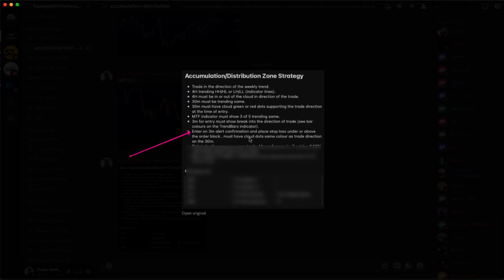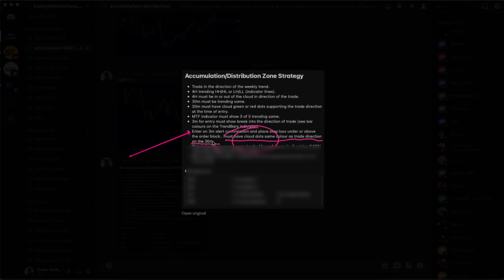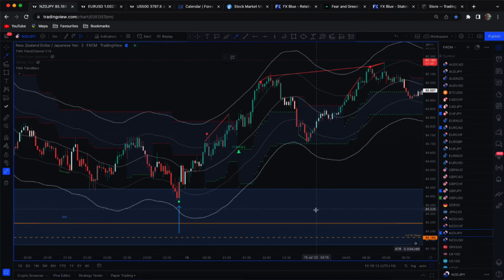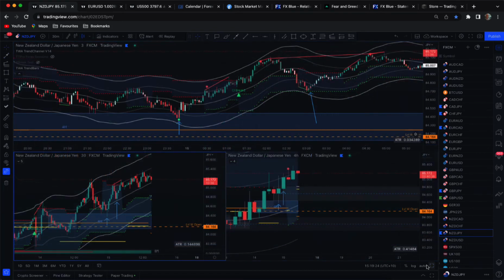Must have cloud dots. Same color as the trade direction on the 30 minute. This is important. This is really important. I added this today. Must have cloud dots on the 30 minute chart in the same direction. Let's check it out. We're considering an entry here. This is going to make a difference.